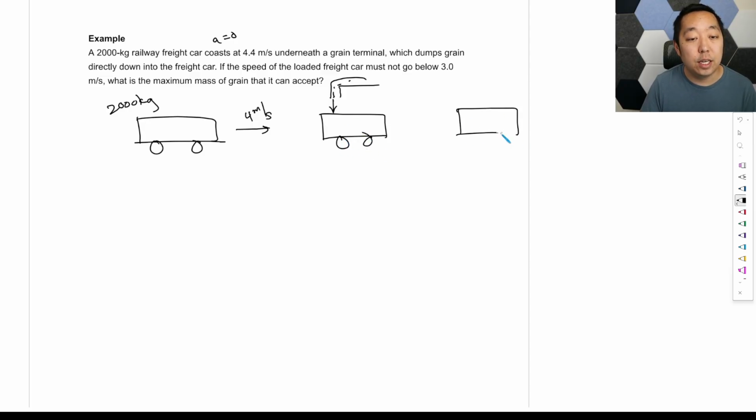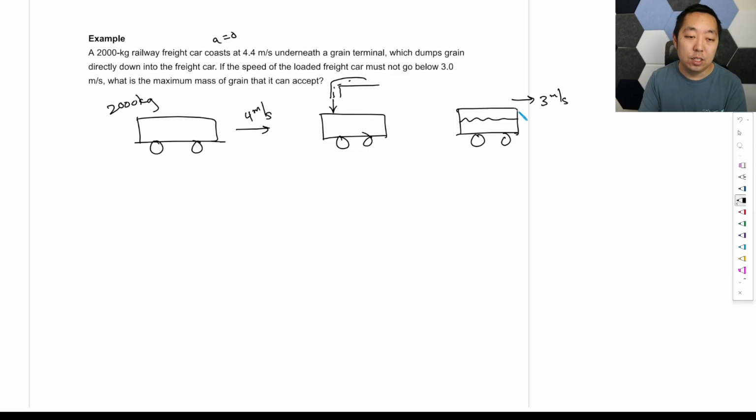And then eventually it's going to be filled with grain. Now, the speed of the loaded freight car must not go below 3 meters per second. That means 3 meters per second is the slowest we can go. Now, why is it going to slow down? Well, the grain's going to hit it. It's going to apply some forces to cause it to slow down because it's just coasting, right? It's not like there's an engine pulling it the whole time.